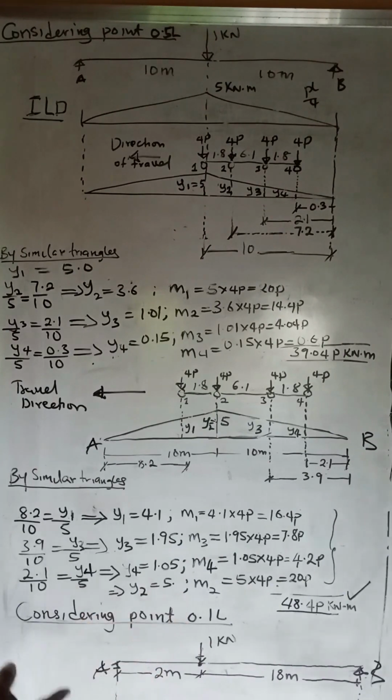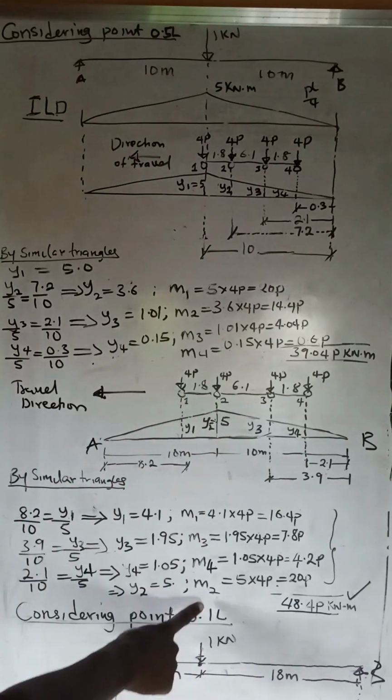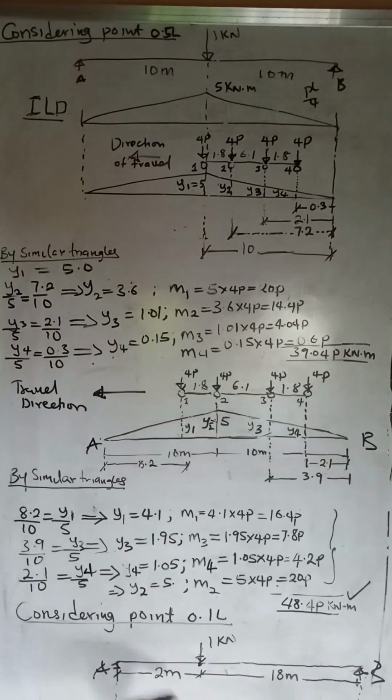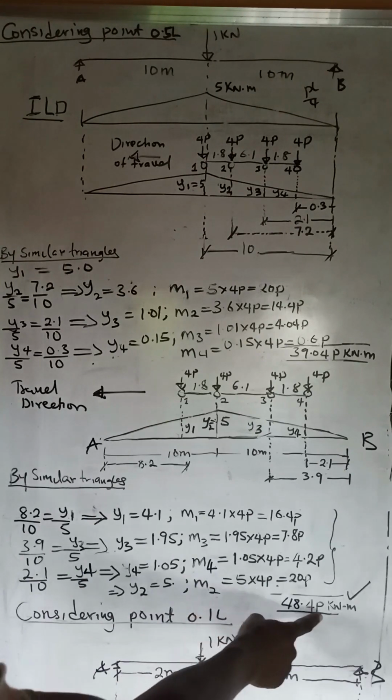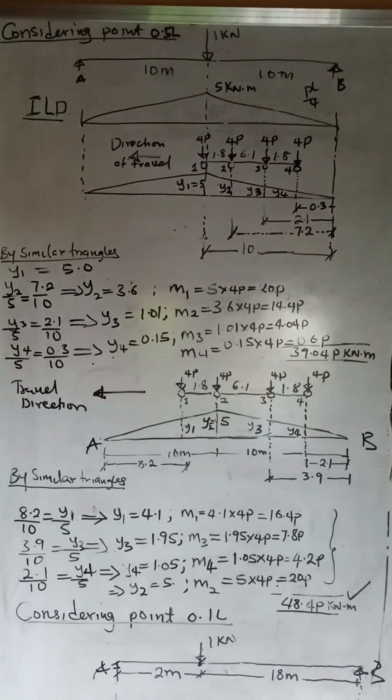We also know that M2, which is here, is the moment due to ASU2. It comes to 5, the ordinate at ASU2, times the load at ASU2, which gives us 20P. So by the time we do a summation of this, we are going to have 48.4P kilonewton meters. This is the maximum moment at this point.